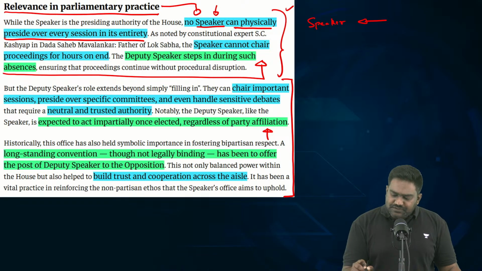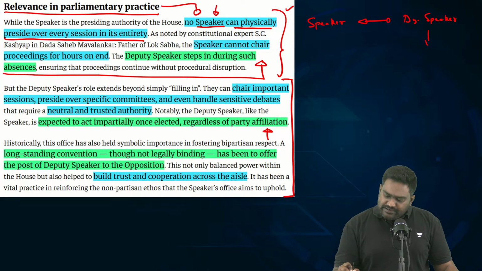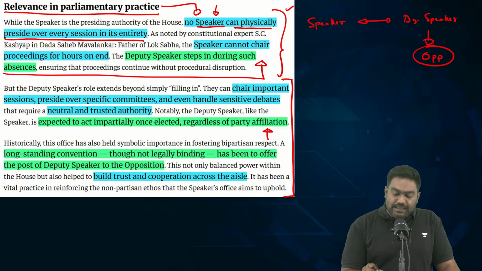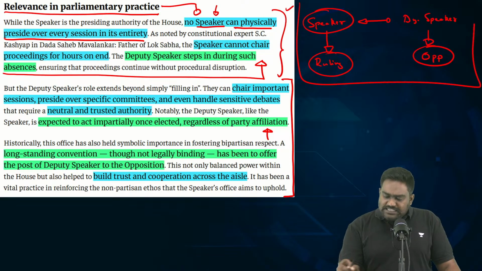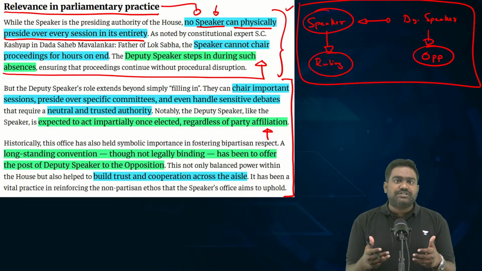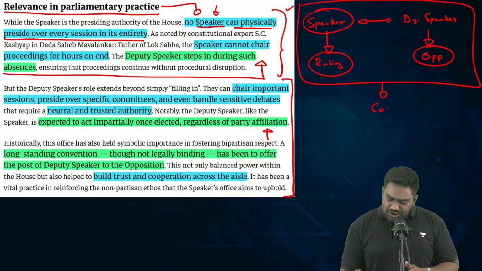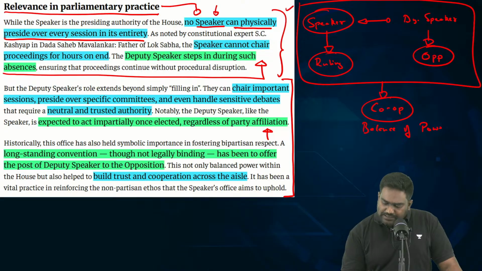Now, why do we have this arrangement? Why has this convention been largely followed, where the deputy speaker is often from the opposition party, from the opposition benches, whereas the speaker is from the treasury benches, from the ruling party? This balance has been maintained because this provides for consensus based lawmaking in the parliament. This provides for cooperation between different parties. It maintains an element of balance of power between different parties.